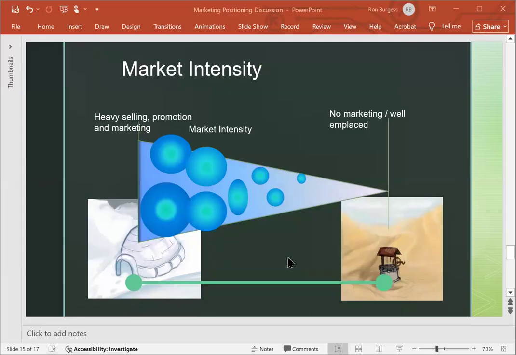So if we take a look at market intensity, I think it's important, and this is just as an example, to ask what are the extreme ends of market intensity? Well, on one hand, you've got over here a well in a desert. It could be an oasis in a desert. And there's only one.